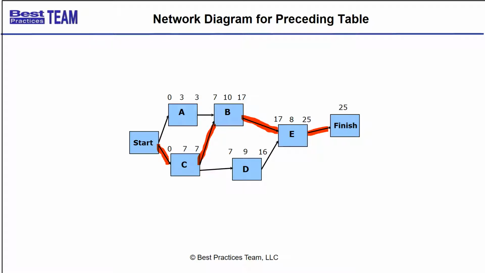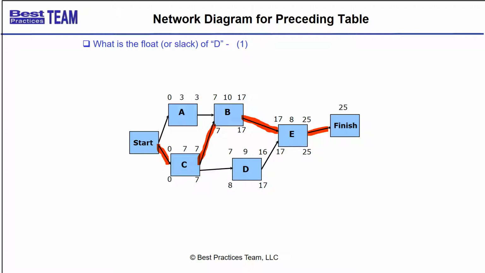So let's go ahead and do our backward pass, and that'll give us float. So as you remember, it's real simple on the critical path, right? The late finish has to equal early finish, late start has to equal early start. So no math, no thinking, just plug those values in. So that's the backward pass through the critical path here. So we only have two other activities to do. D, so what's D's late finish? It's the late start of its successor E, which is 17. Now we just subtract the duration to get a late start of 8.